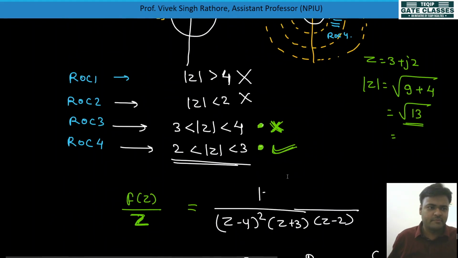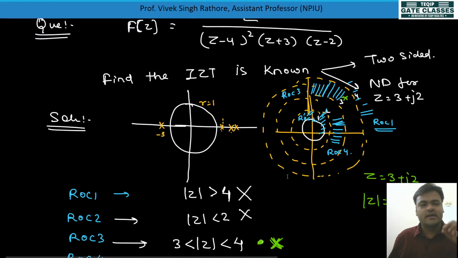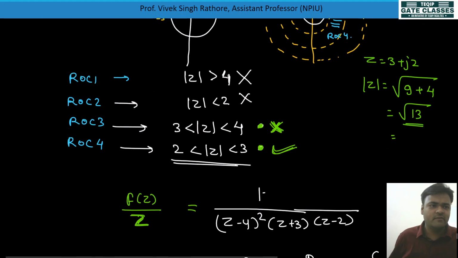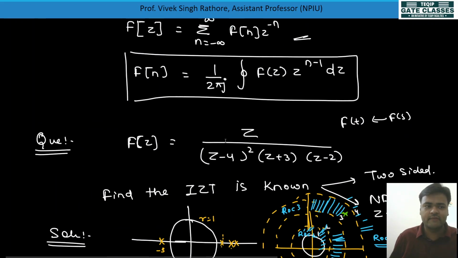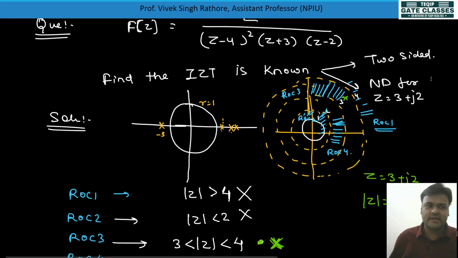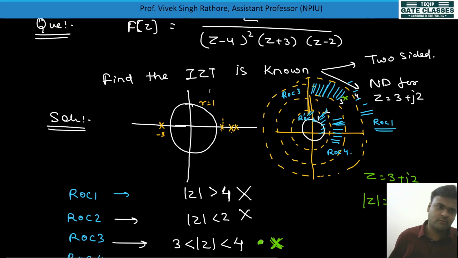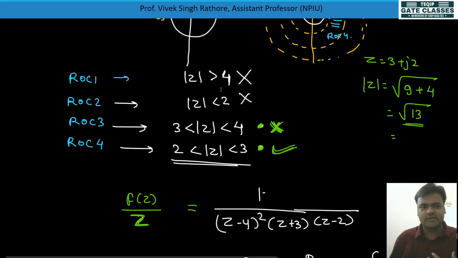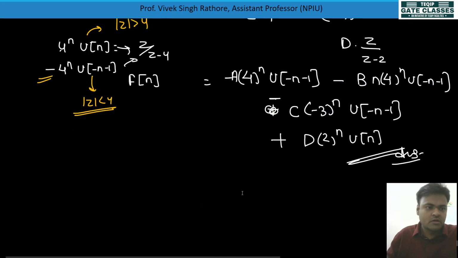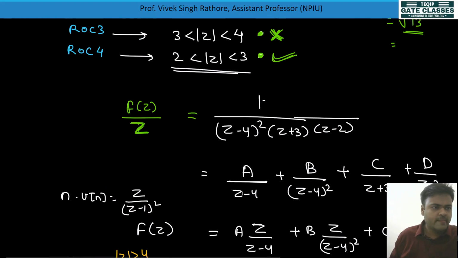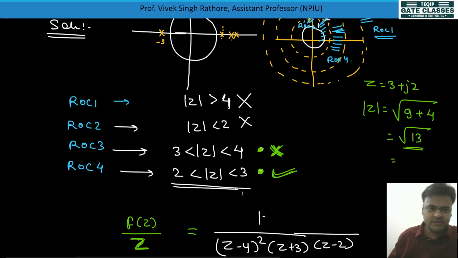Why is it unique? Because in the question itself it has been given that it is two-sided. If it was not given that it is two-sided and these conditions are not there, then we would have 4 ROC, meaning 4 inverse Z transforms can be calculated from this expression. So in an objective type question you will be given some conditions, and then you need to check the answers, right?